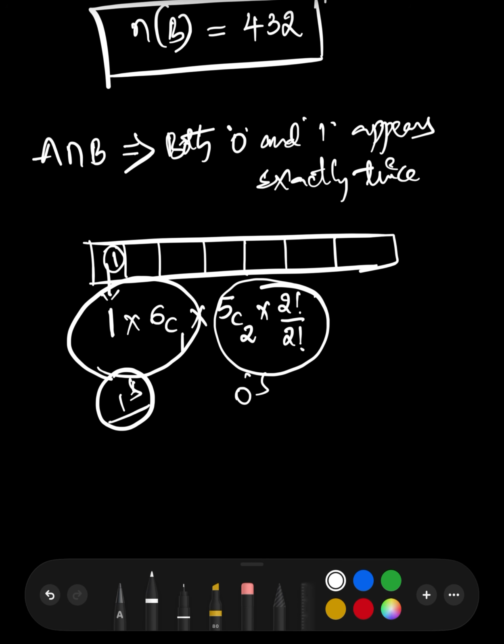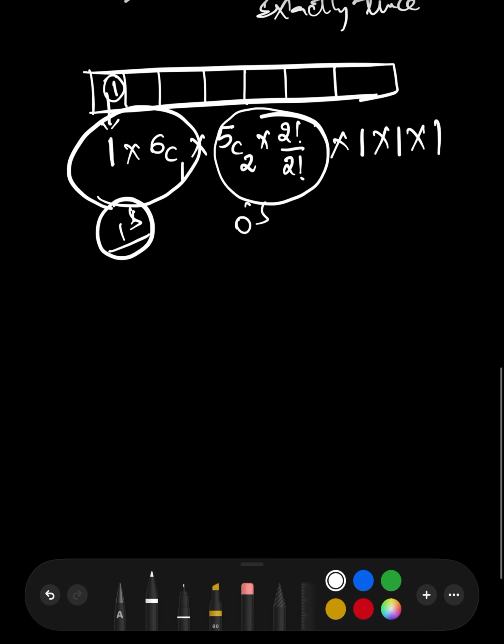Next, move on to the zeros. So remaining 5 blanks, 5C2 into 2 factorial by 2 factorial. And so 2 ones, 2 zeros completed, exactly twice it will come. Then the remaining 3 blanks can be filled with only one option, that is 2. And the next blank is also filled with 2, and the next blank also filled with 2, that is one way. So here this type of arrangement is like 6 into 5C2, that is 6 into 10, so that is 60.